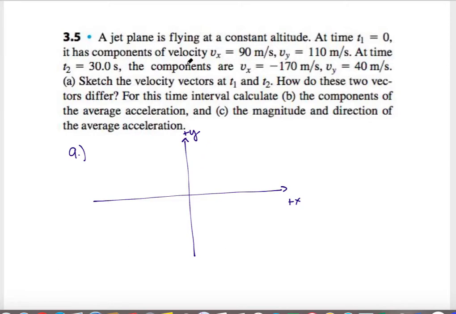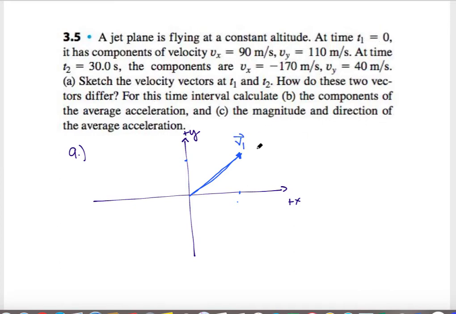So at time 0, I have an x component of 90. So we'll say 90 is about right here. And 110 is approximately about right here. So it's a little taller than it is to the right. And we'll say that this is my velocity vector at time 0. So we'll call this v1 because it is t1 rather.